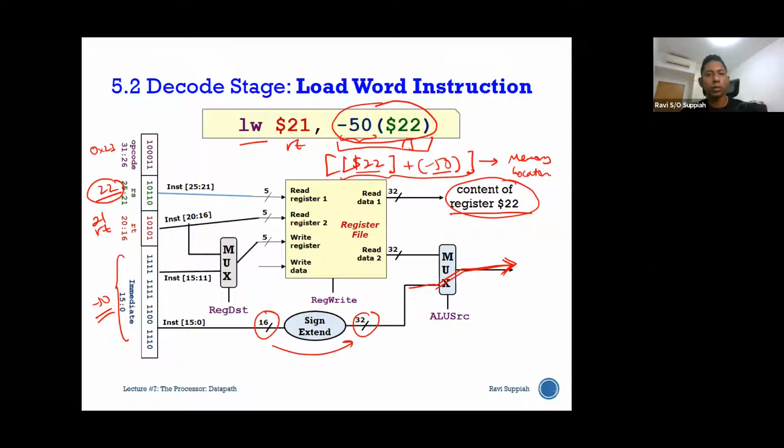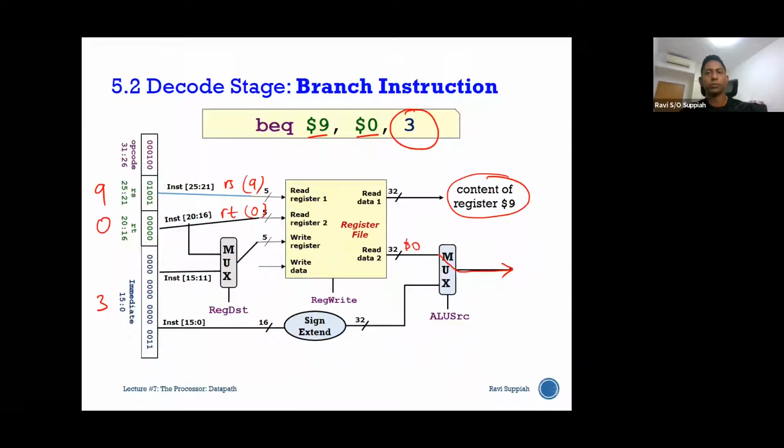Okay, so that was the objective of this slide: to show you that the current processor design for the decode stage is now able to support your R type, your I type, as well as your BEQ. So all three types of instructions can now be supported with the current design that we have.